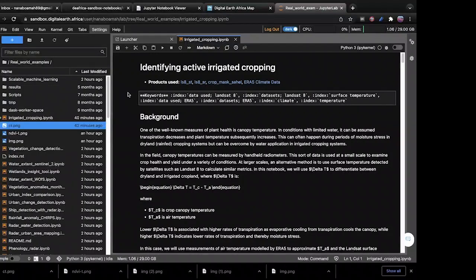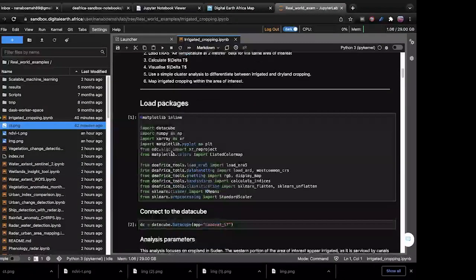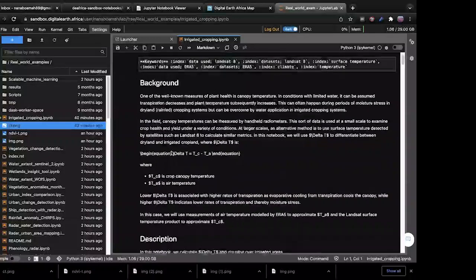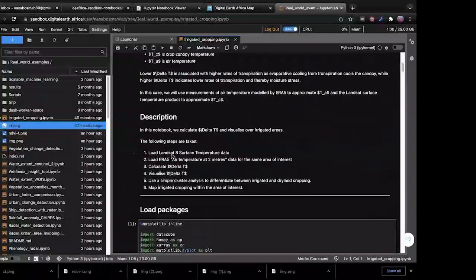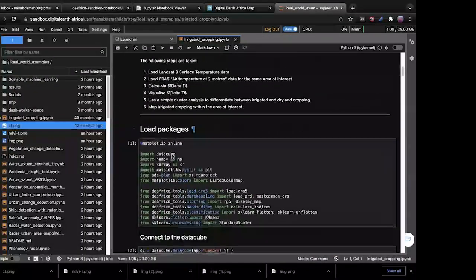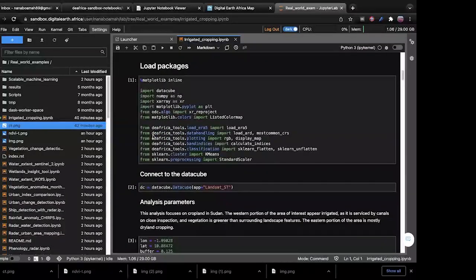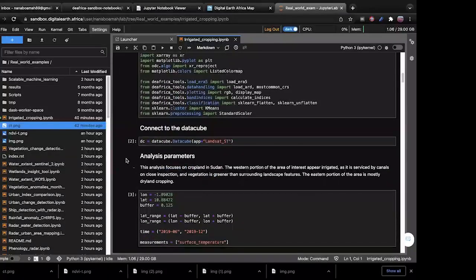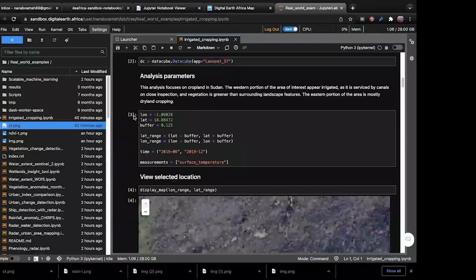So the notebook is titled Identifying Active Irrigated Cropping. And just as I explained, the data sets that we are using are the ERA5 air temperature, the Landsat surface temperature, and also the surface reflectance, and the semi-geomedian. So the first step is to load your basic functions that you need. Then at this section is where you specify the latitude and the longitude of the area that you want to work with.